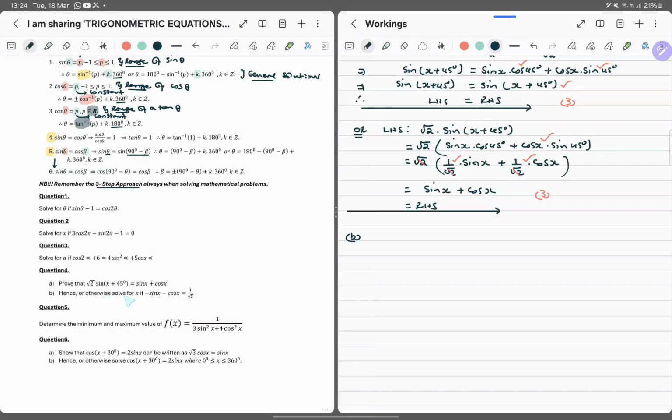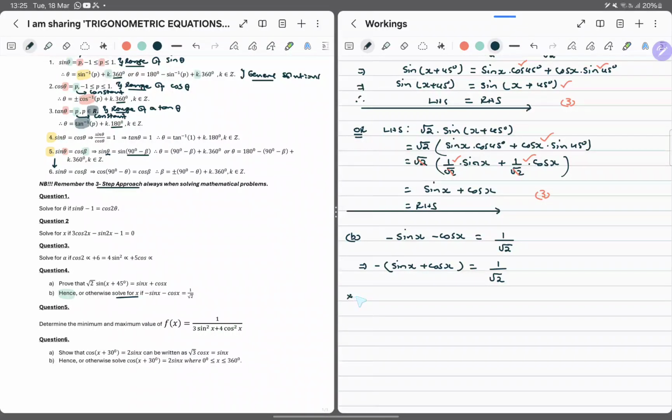B says, hence or otherwise solve for x. Now we are given something else now. This is minus sine x minus cos x is 1 over square root 2. But now if we're told hence, it means what we were given above we need to use. But now it doesn't look quite right, so we need to do something first. This implies we factor out the negative. We get sine x plus cos x is equal to 1 over square root 2.